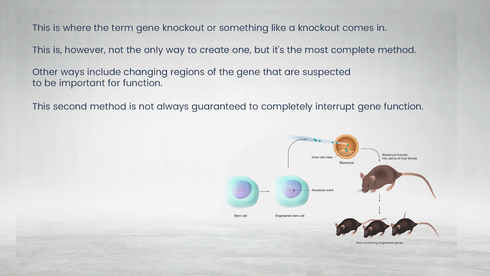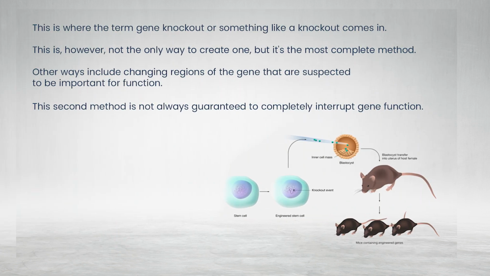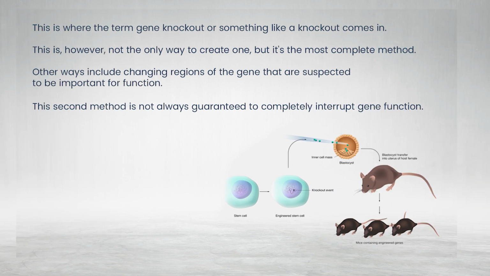This is where the term gene knockout comes in. This is, however, not the only way to create one, but it is the most complete method. Other ways include changing regions of the gene that are suspected to be important for function. This second method is not always guaranteed to completely interrupt the function of a gene.